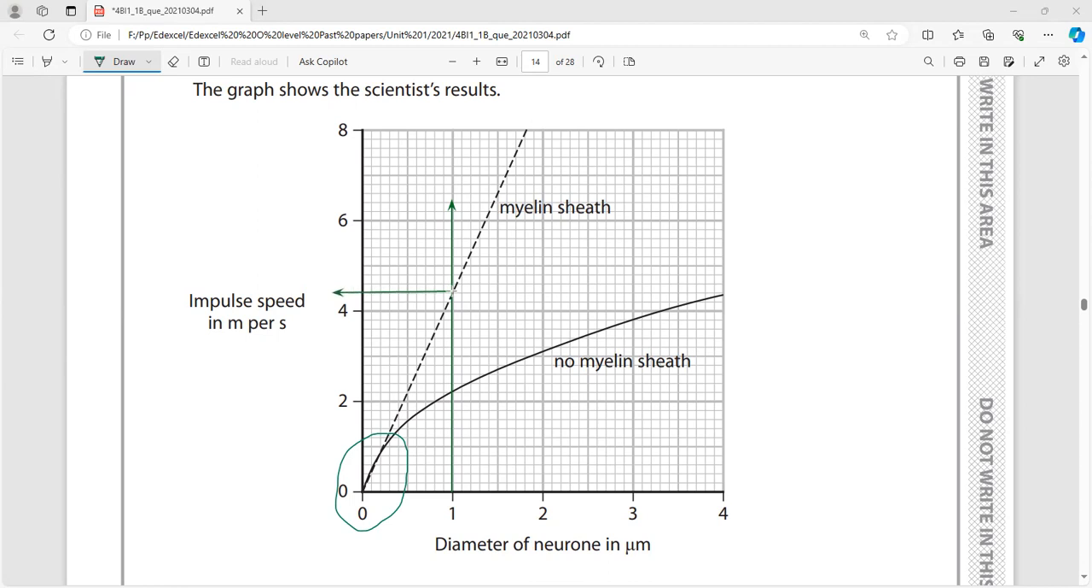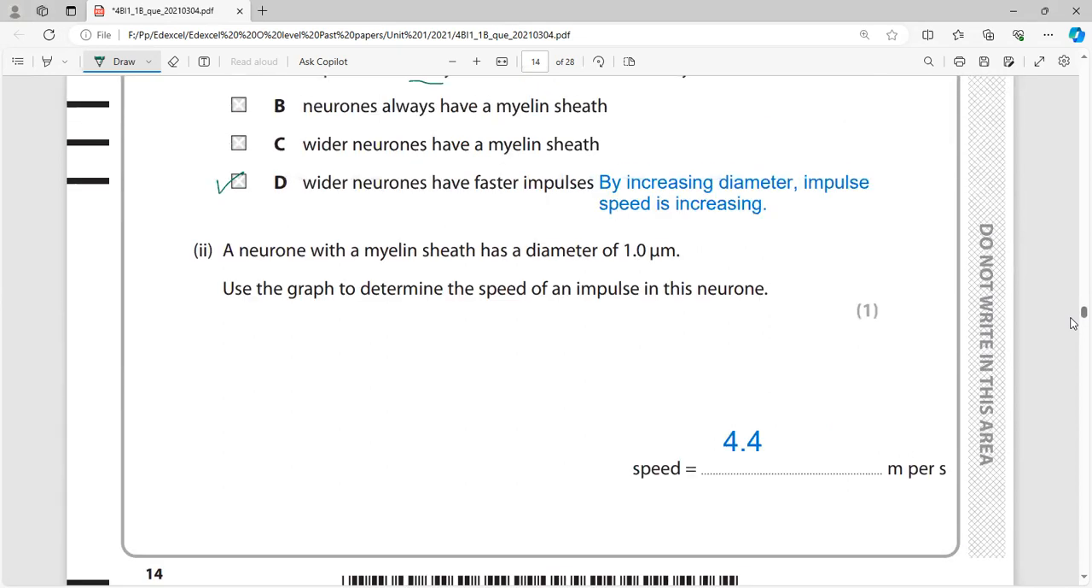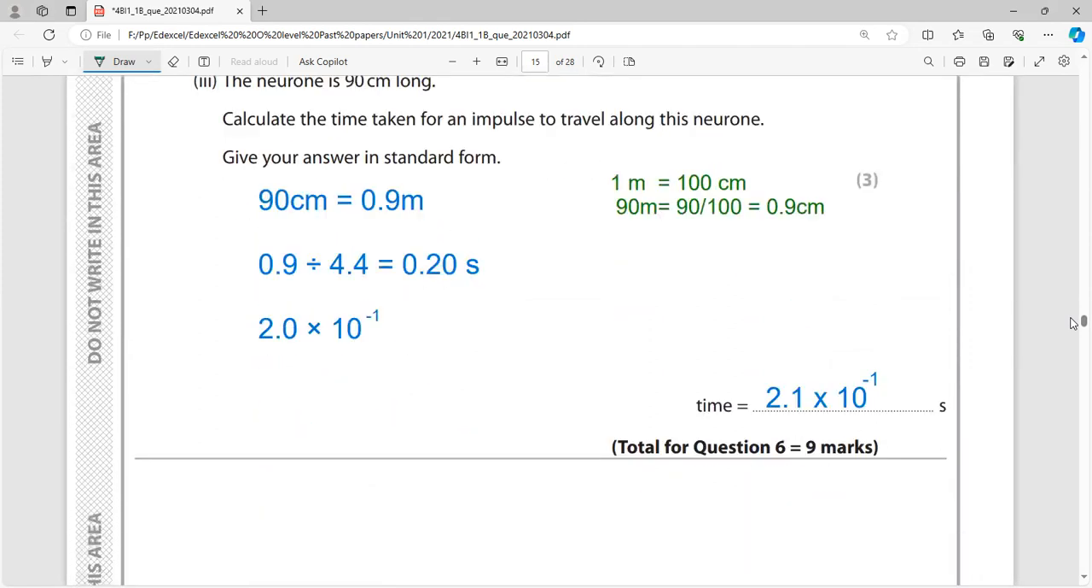Here, these are 2 boxes after the 4. Each small box is equal to 2, so this will be 4.2, 4.4 here. Why? Because each small box is equal to 2. So that's our 4.4, and that will be our value here. So you can write your answer: 4.4 meters per second. We're going to proceed to the next question.